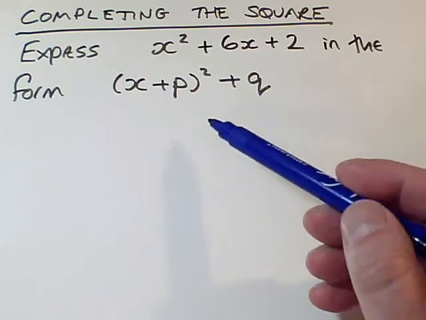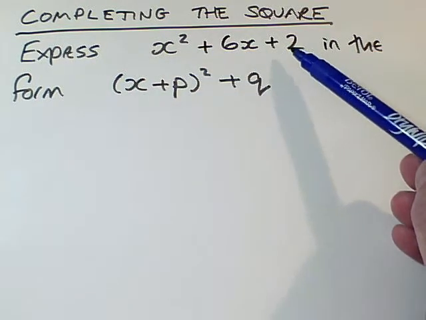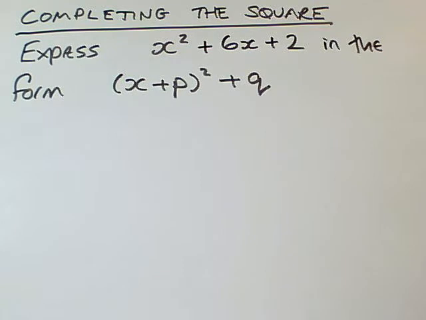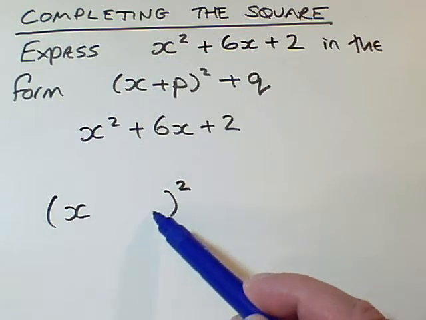Okay, I'm completing the square, which means I need to put this in the form of a squared bracket with a number added or subtracted after it. So starting with x squared plus 6x plus 2, I'm going to use the quick method first, and then I'll show you the detail by supplying the full method.